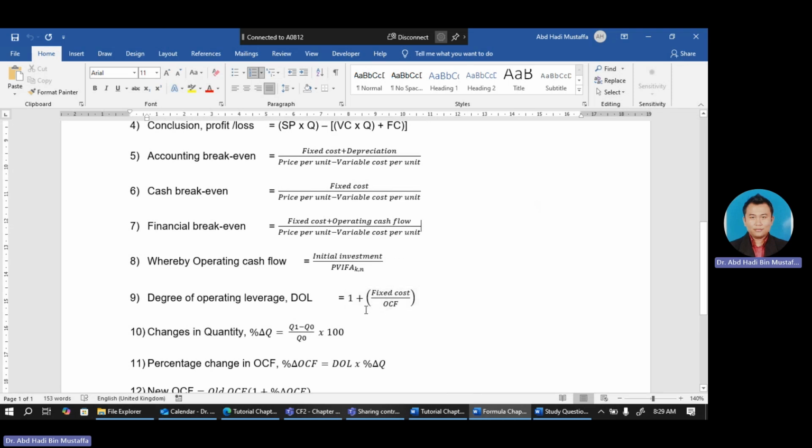So the formula for DOL, degree of operating leverage, is equal to 1 plus fixed cost divided by OCF. OCF means operating cash flow. And if let's say OCF is not given in the question, you need to calculate OCF first, and then after that, you can use OCF to put in the DOL formula. Ya, so kalau tak ada OCF, kena cari kat sini lah. Cari dulu. Selepas cari, after you find the value, then you can put.